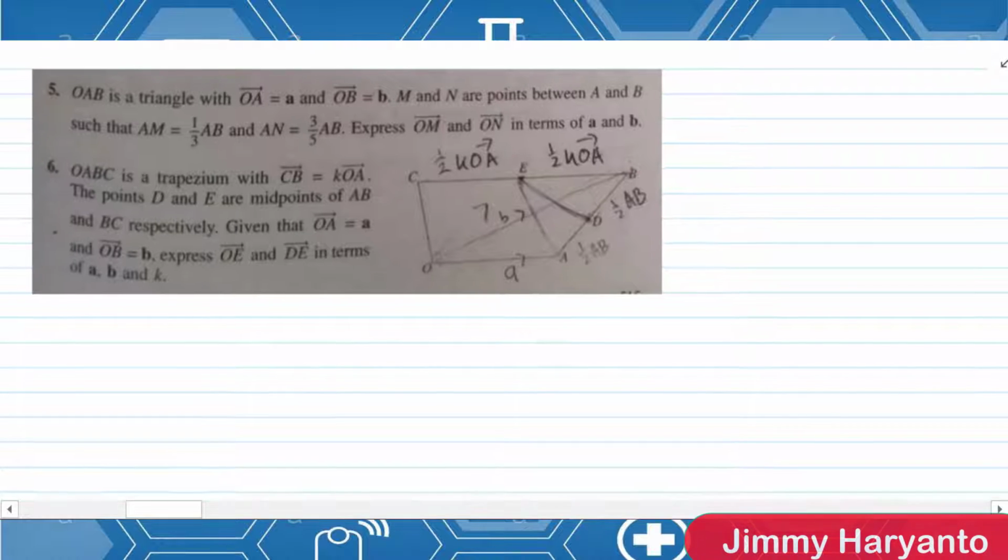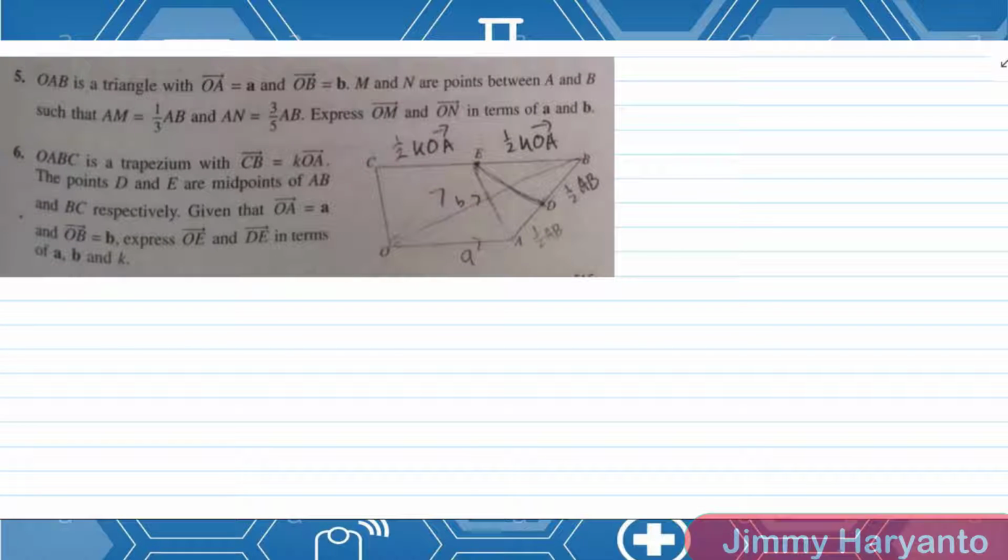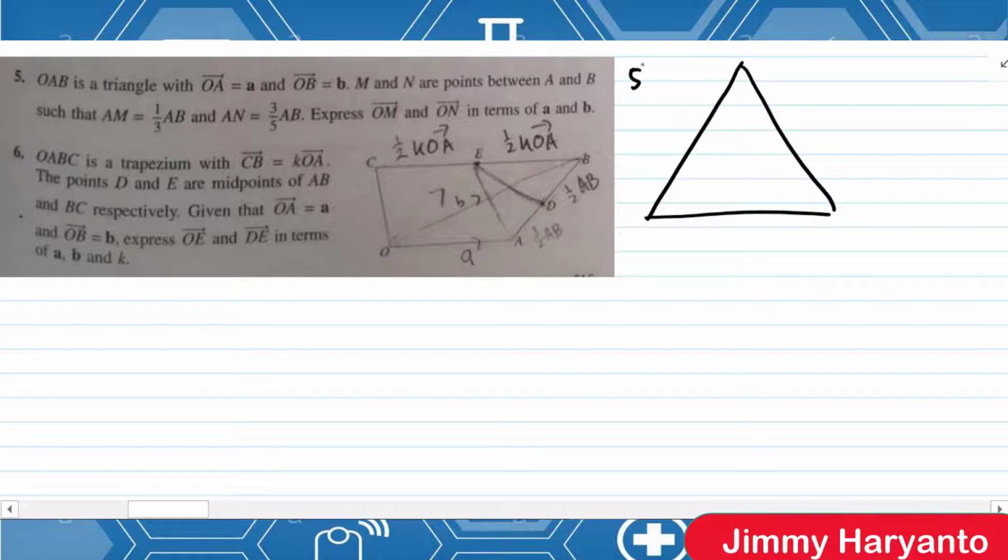OAB is a triangle, so maybe we need a picture first. So for number 5 we have triangle OAB. Given that OA equals A, after you have one of the vectors, you have to put it on the line. So OA is this line, and the name is A, so I will put the label A. And then OB is B, like this. I will put it as B.